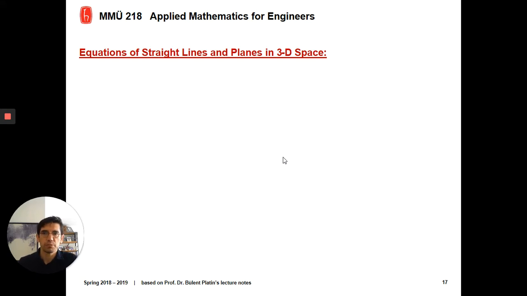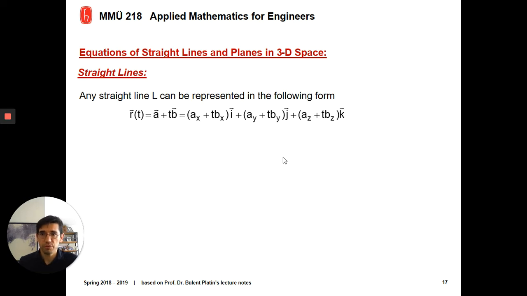Welcome back to the second part of sixth week. We will have the equations of straight lines, planes, and arc length as the remaining subjects. So moving on forward with straight lines.